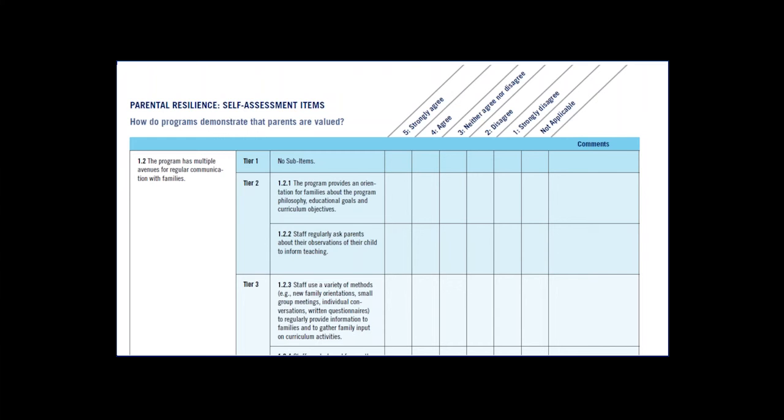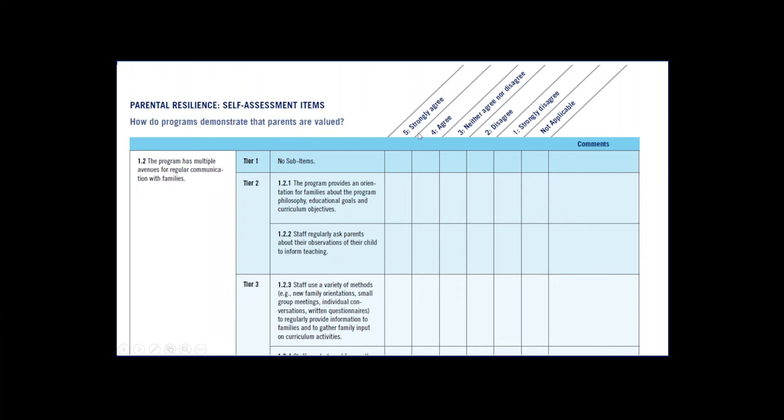And this is one of the tiered items from the center-based early care and education. So you'll see we're in the protective factor of parental resilience, and the everyday action is about programs demonstrating that parents are valued. So a specific item within that is that the program has multiple avenues for regular communication with families. And then you'll see Tier 1, Tier 2, and Tier 3 specific things that programs might be doing. Now, in this case, for Tier 1, there were no sub-items. For Tier 2 and 3, there are some.